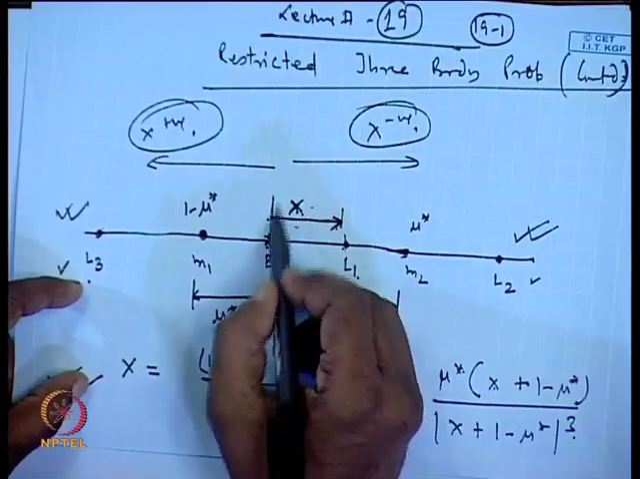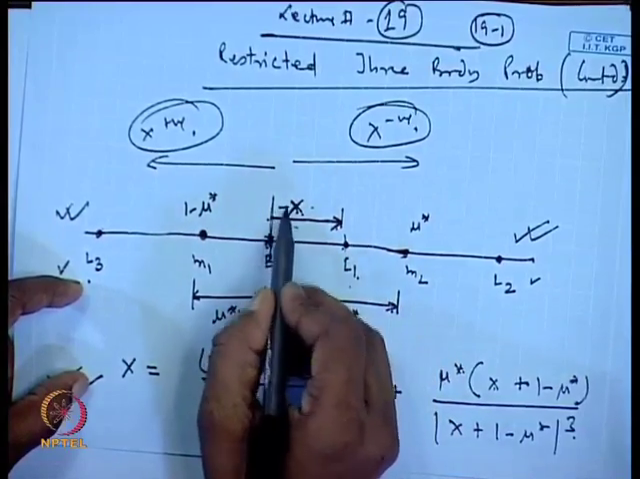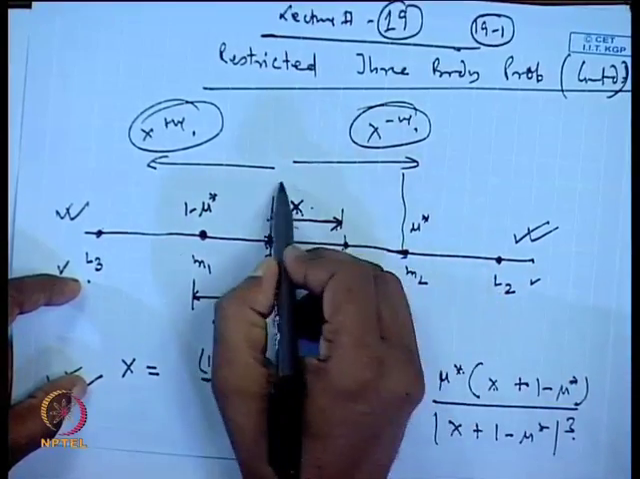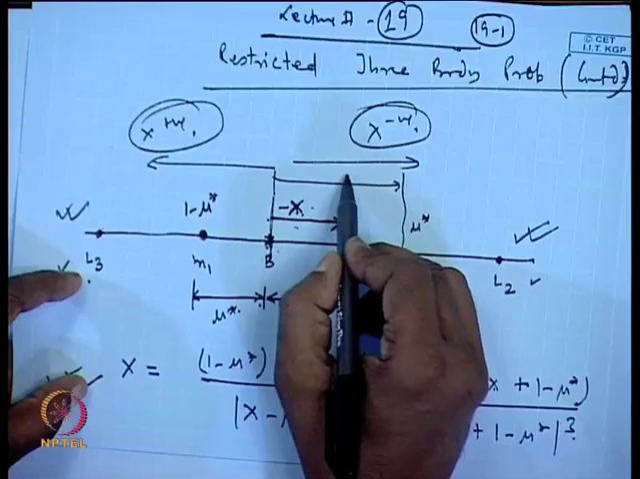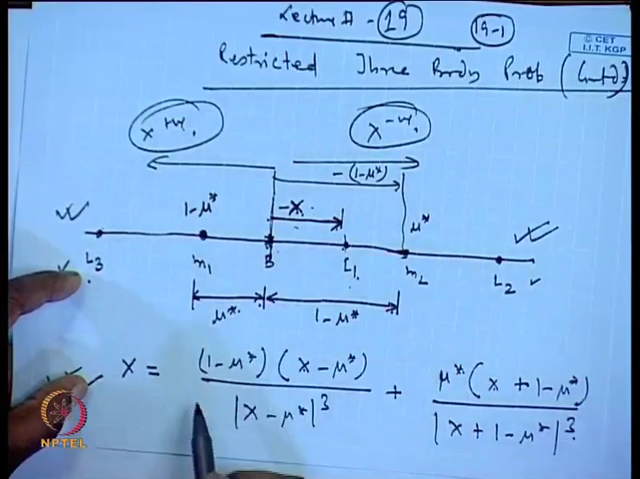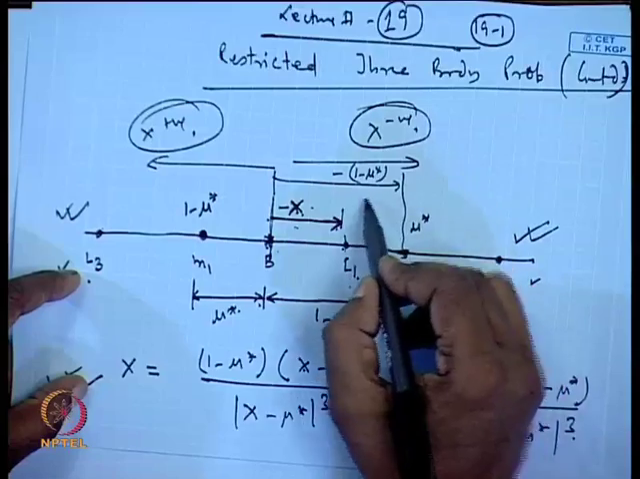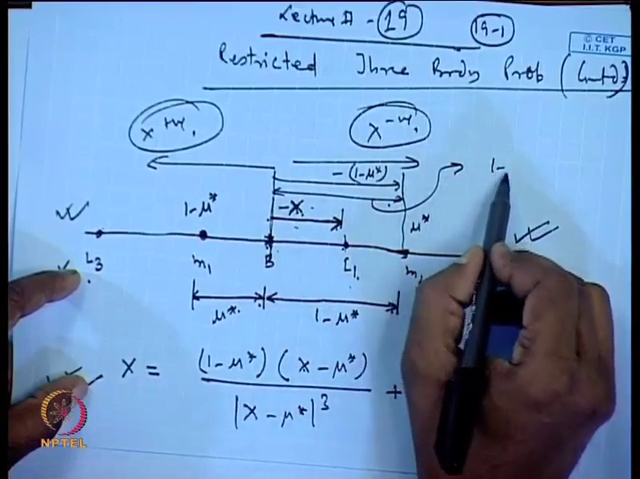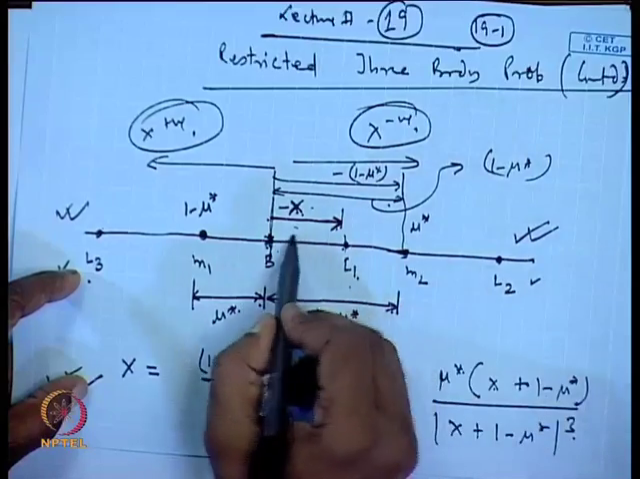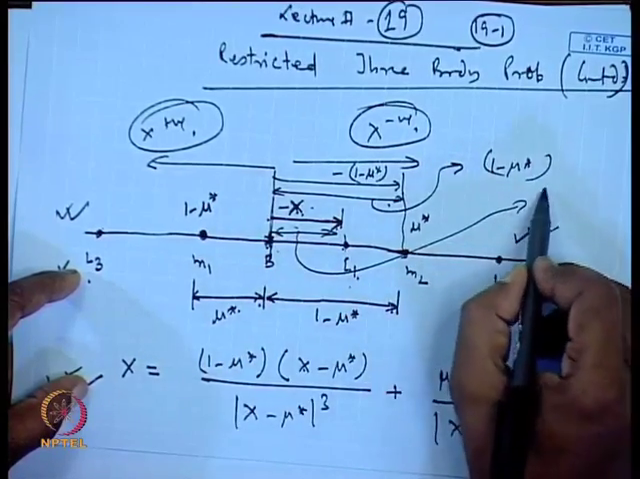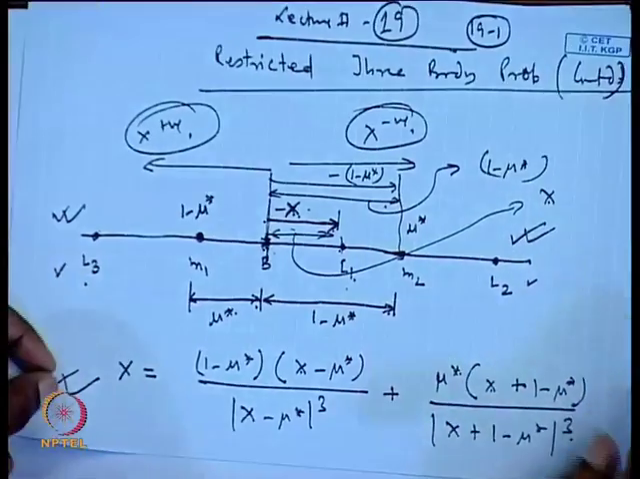Proceeding this way, on this side x is negative, so we are going to put the minus sign in this place. Similarly, the coordinate of this one is 1 minus mu star with a negative sign, and the distance from here to here can be written as 1 minus mu star. Similarly, this distance from here to here is nothing but x.